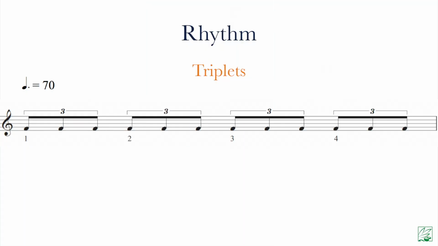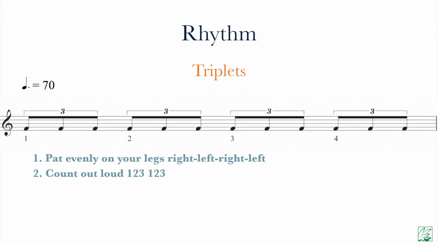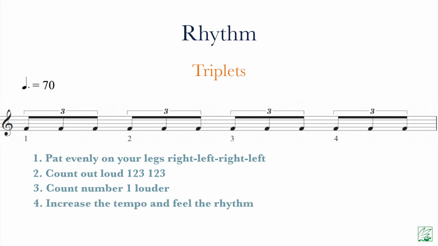The one that most people have difficulty with is the triplets. If you have forgotten how to clap a triplet, do the following. Number 1, pat evenly on your legs, right, left, and so on. Second thing is to count out loud 1 2 3 1 2 3. Third thing is to count number 1 louder than 2 and 3 and tap your leg harder when you land on beat 1. And number 4, speed the tempo up and feel the rhythm. The faster you go, the more you'll feel the triplet.